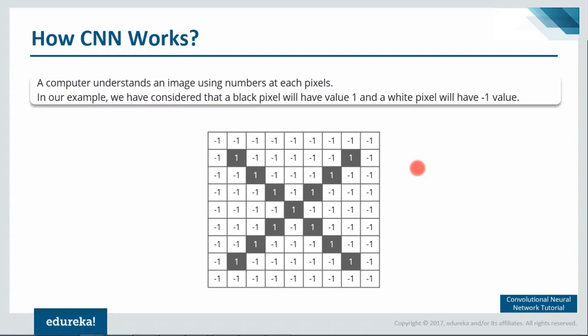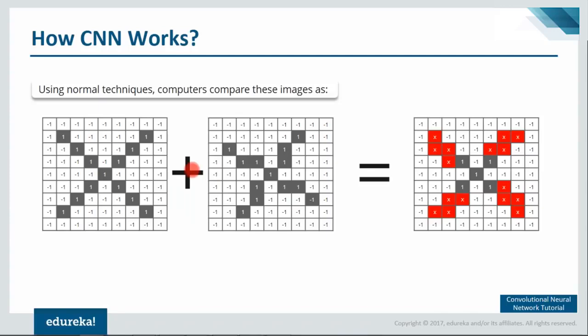So whatever white pixels we have, we are going to assign a value -1 to it, and whatever black pixels we have, we are going to assign a value 1 to it. When we use normal techniques to compare these two images, one a proper image of X and another a deformed image of X, we got to know that a computer is not able to classify the deformed image of X correctly. Why? Because it is comparing it with the proper image of X, right?